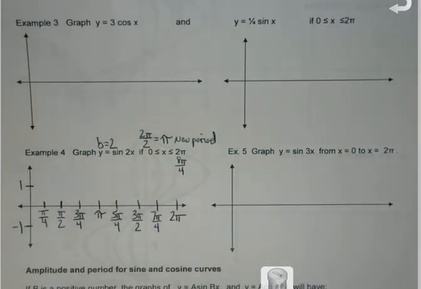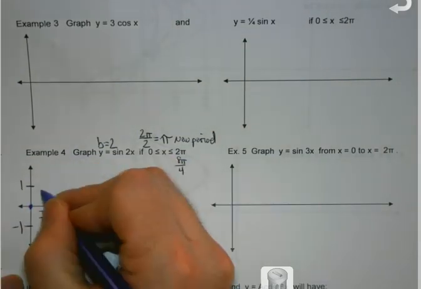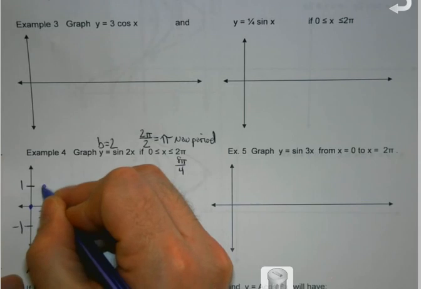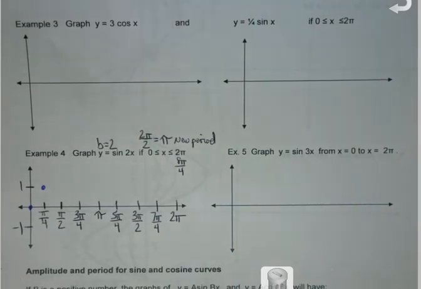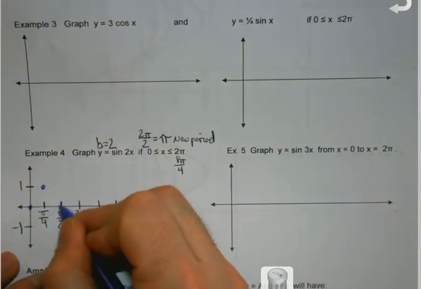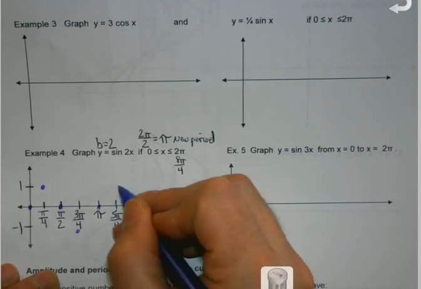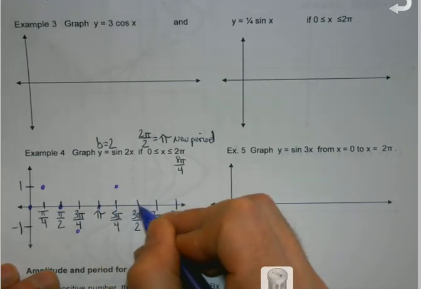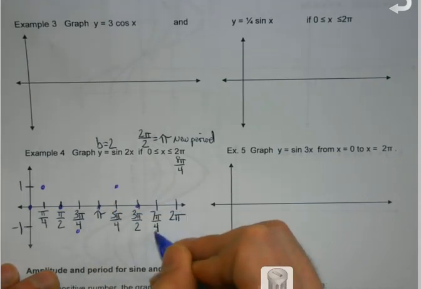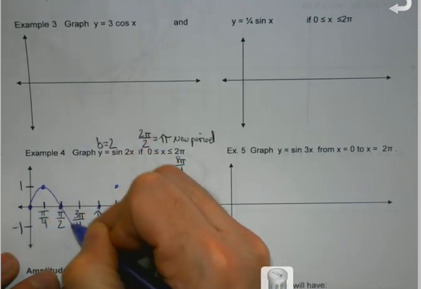So I say, okay, I got this. Sine. I start at 0. And then I go up to 1. Now this is the part you're going to have to be careful of because you're going to be thinking inside, normally that's pi over 2. Why am I doing this pi over 4? Oh yeah, cut it in half. 0, 1, 0, -1, 0, and just follow the pattern. 1, 0, -1, 0.